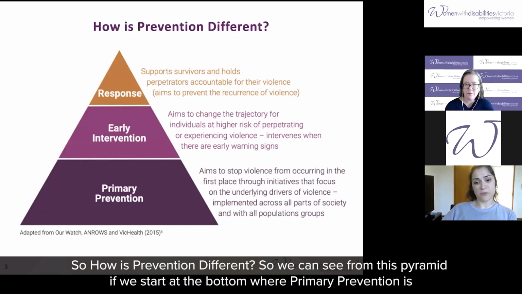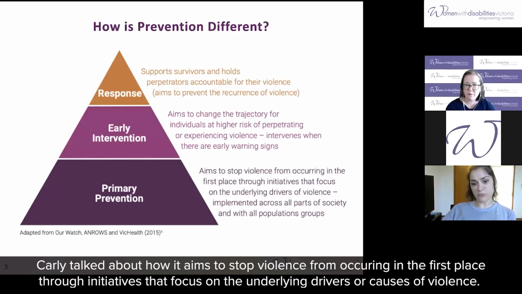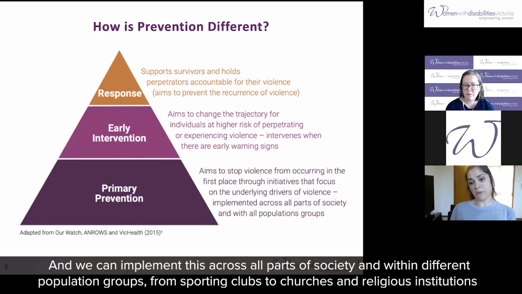So we can see from this pyramid, if we start at the bottom where primary prevention is, Carly talked about how it aims to stop violence from occurring in the first place through initiatives that focus on the underlying drivers or causes of violence. And we can implement this across all parts of society and within different population groups, from sporting clubs to churches and religious institutions to social services.